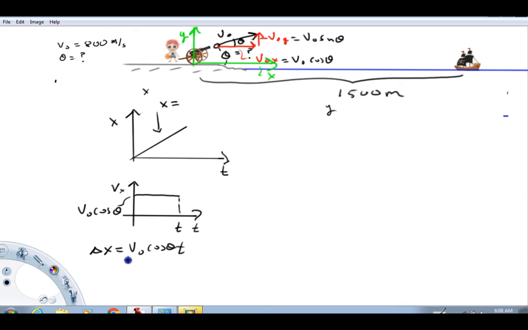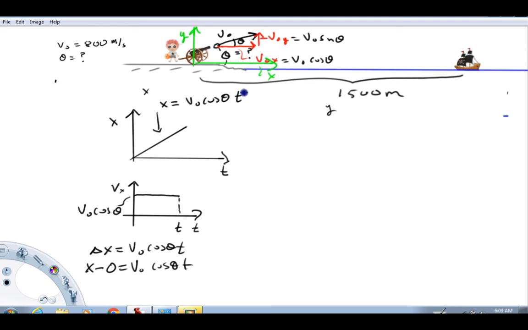Now, it's important to realize that this area gives you the displacement, the change in x, which is equal to x final minus x initial. X initial is basically 0. I say basically, I know the coordinate system origin isn't exactly here, and that's just because I was running out of room. But over a 1,500 meter distance, basically the cannonball is starting at 0, 0. So now we have x equals v sub o cosine theta t. So there's the function that describes this line.